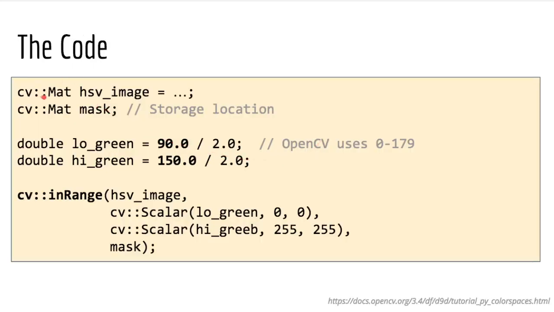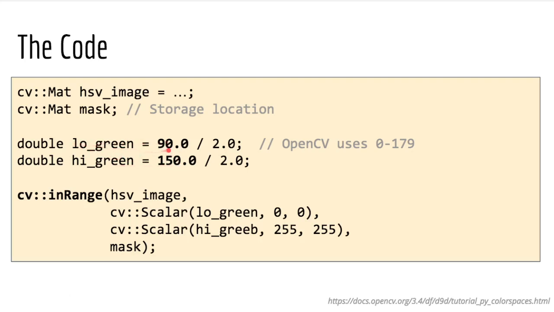So we have our HSV image from the previous step, and again we're going to create a storage location called our mask that we'll pass in by reference. And we define these two variables, low and high green, and these are those two values that we picked from before. So we have 90 and 150. So we know green is never going to be lower than 90 or higher than 150, so we have these defined that way.